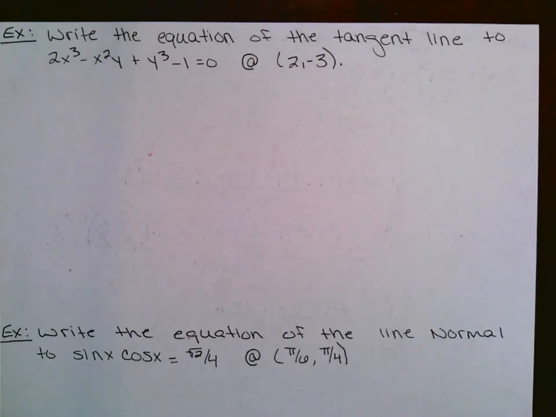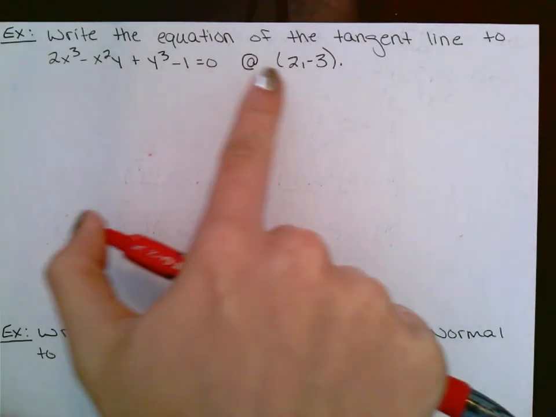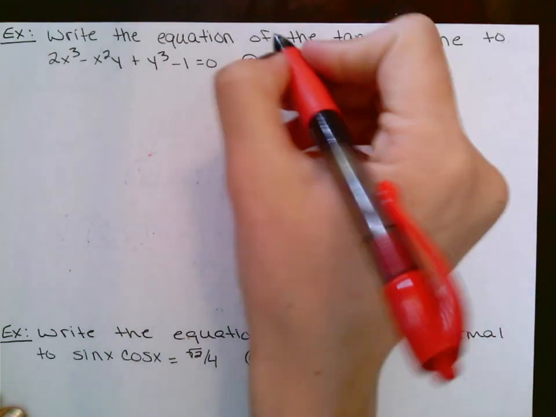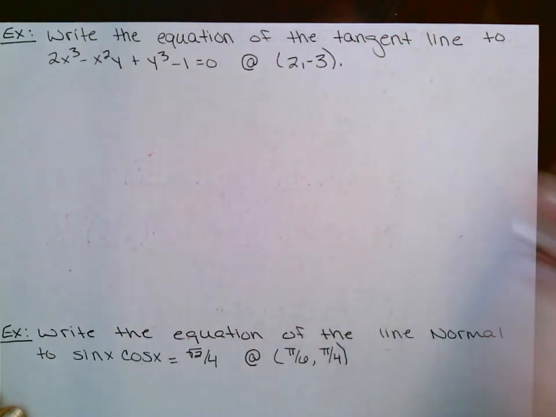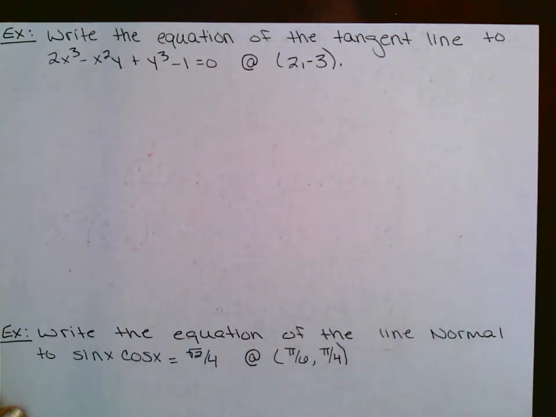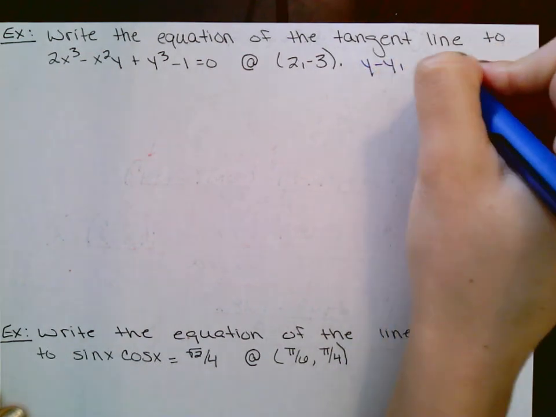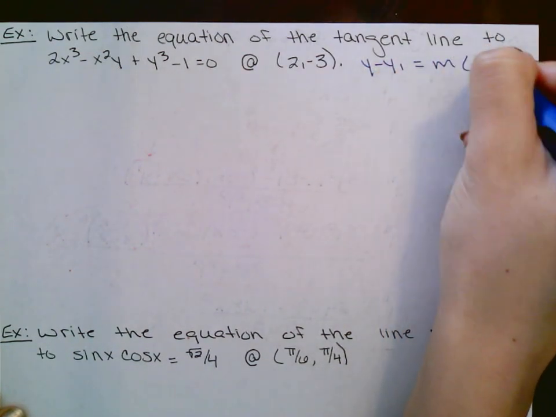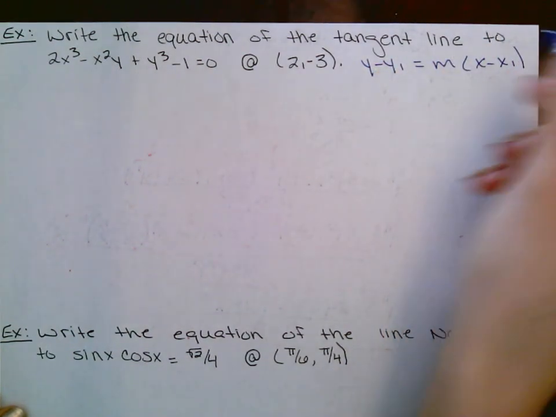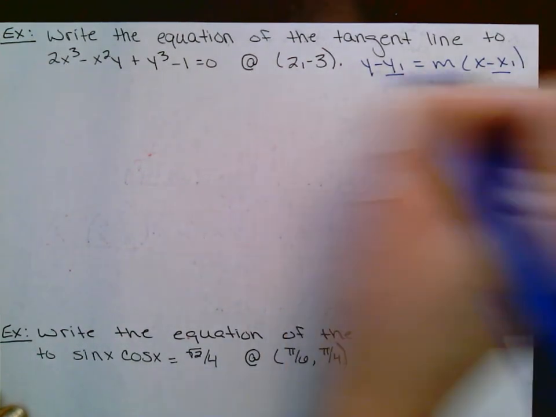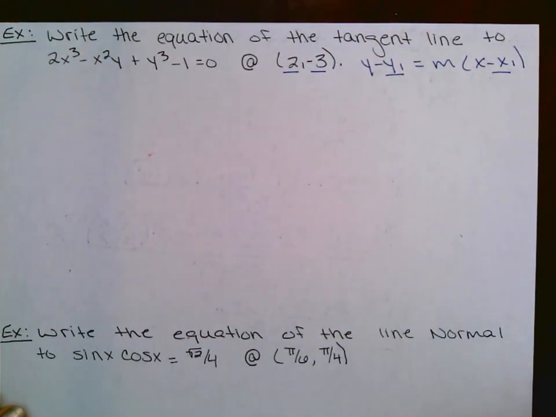All right, last 2 questions here. Write an equation of a tangent line to this function at this point. So remember that equation of a tangent line, we're going to write our y minus y1 equals slope times x minus x1. So we're going to end up writing this equation. And these two are given to me right here. So I have the majority of my answer there.